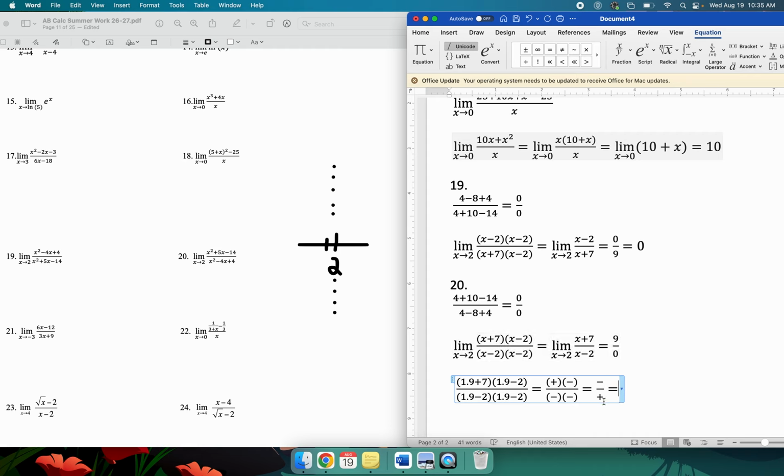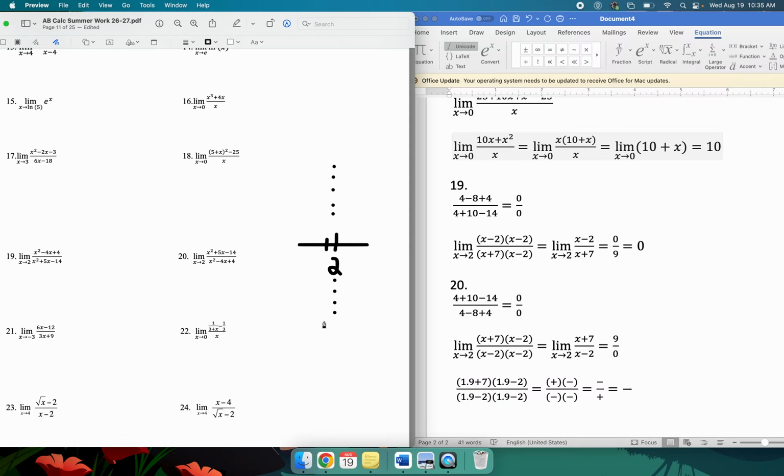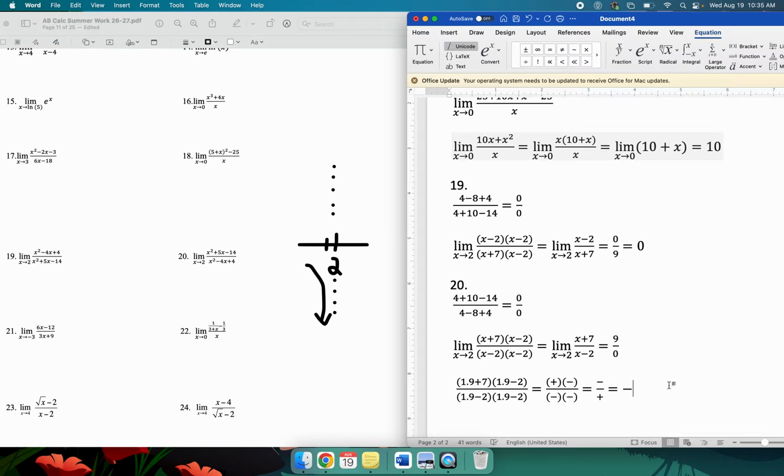Overall, we have a negative over a positive, which is negative. So that's going to be some negative number. I don't care what negative number it is exactly. I know that at 1.9, the value of the function is negative, so the graph is down here. That means that as x approaches 2 from the left, the graph is going to negative infinity. We're going down there. Okay, so now I have to repeat that analysis, but with a number from the right.